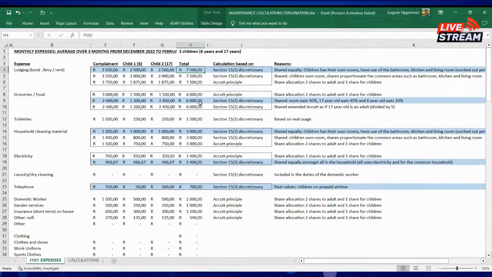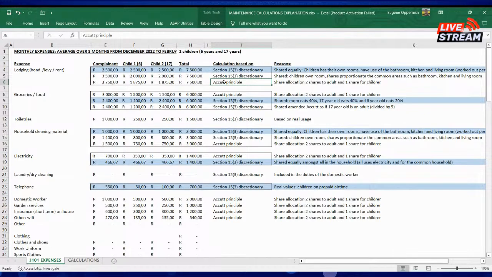In other words, in terms of Section 15.3, the court would apportion the expenses towards the children in a certain manner. It is a discretionary system, so we do not have a fixed formula. There is no fixed formula to be used. Although we use the principle used in the case of Akut versus Akut, that was also amplified in the case of Santam versus Fourie.